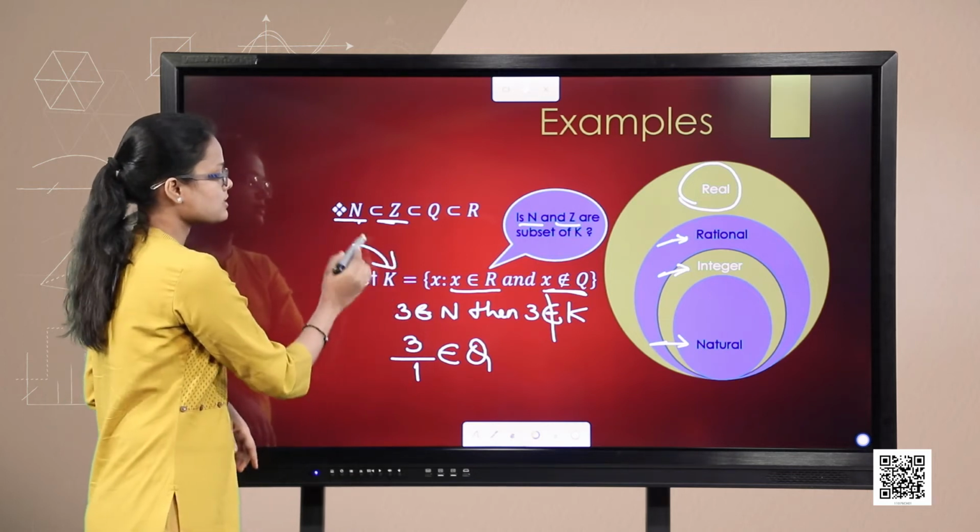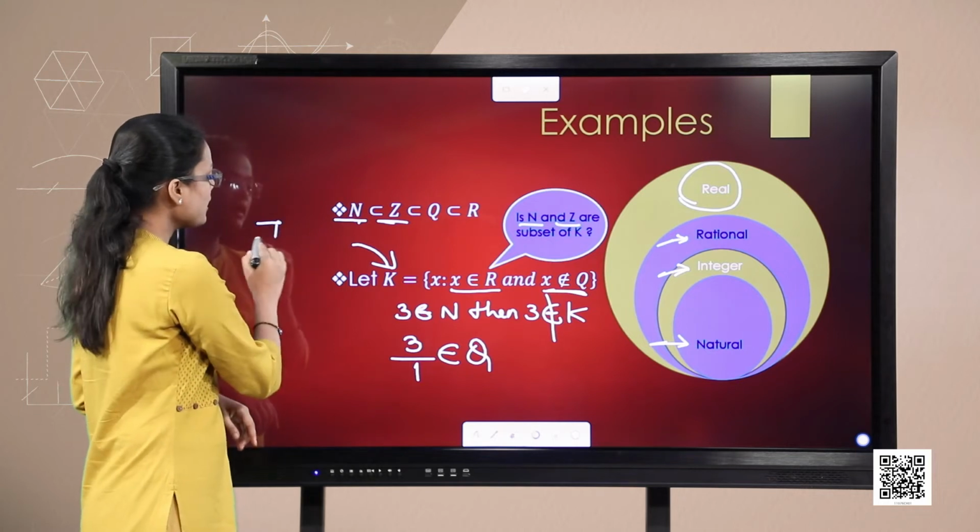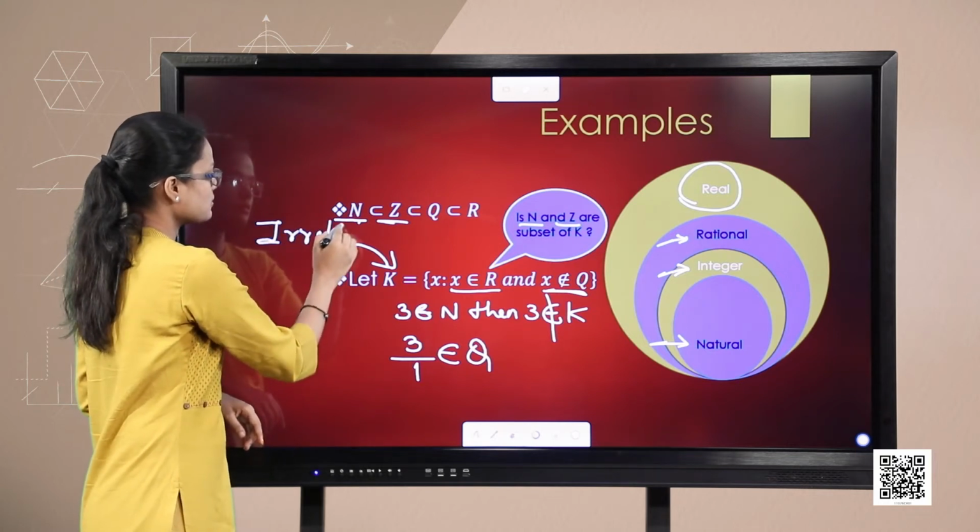Students, observe, what is this set K representing? Yes, you may see that it is representing the set of all irrational numbers.